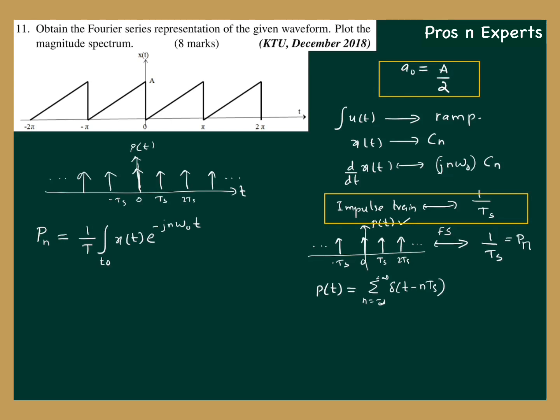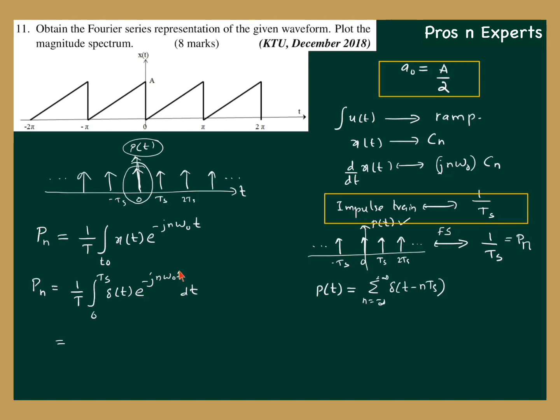Now that implies Pn equal to 1 by T integral 0 to Ts, since the time period of P of t is Ts. What is x of t? In one period, x of t is del of t, so del of t into e raised to minus j n omega 0 t dt. And what is this integral? Using the properties of the impulse function, del of t exists only at t equal to 0, so the function reduces to its value at t equal to 0.